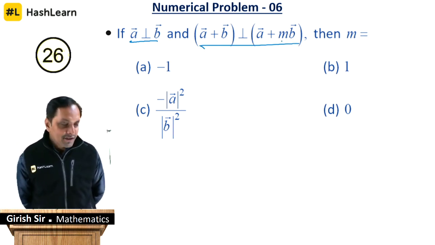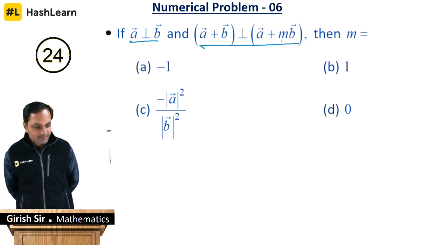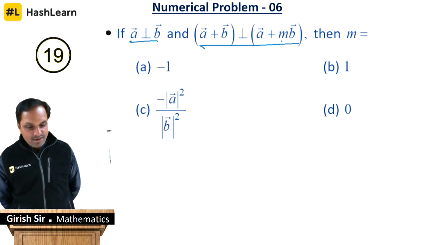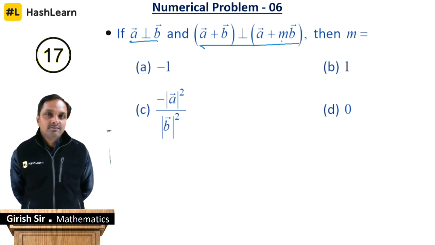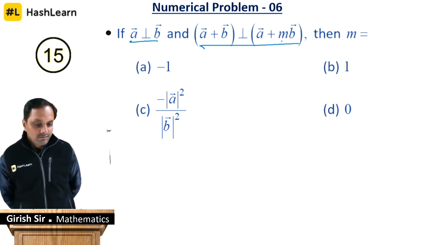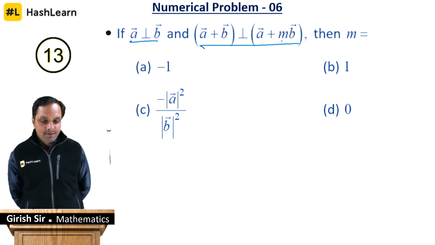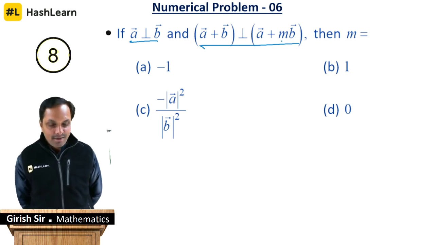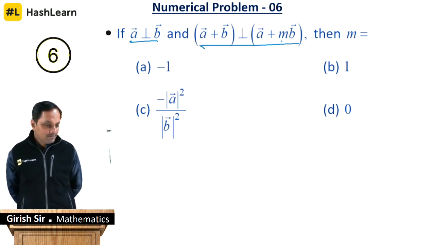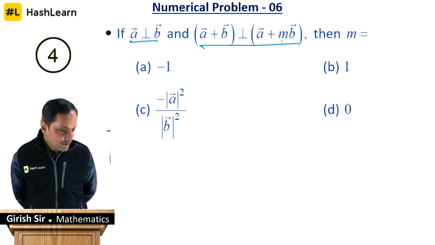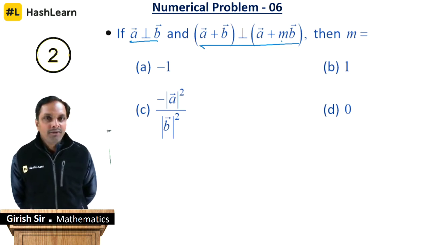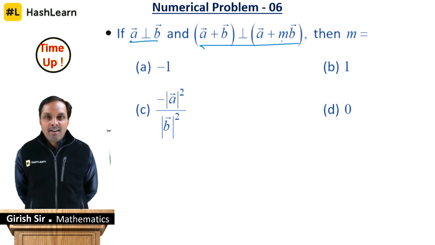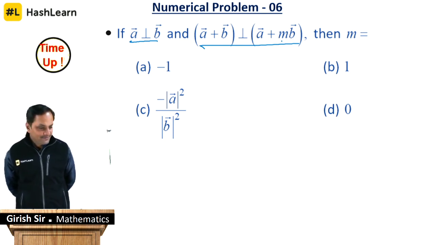Yeah, Nirmal Kumar, -3/2 is the right choice? Good. Come on, try your numerical 6. क्या होगा m का वैल्यू? +1 या -1 या -a square by b square और 0? Yeah, Himanshu, what is your answer? Pero. Your time is up.